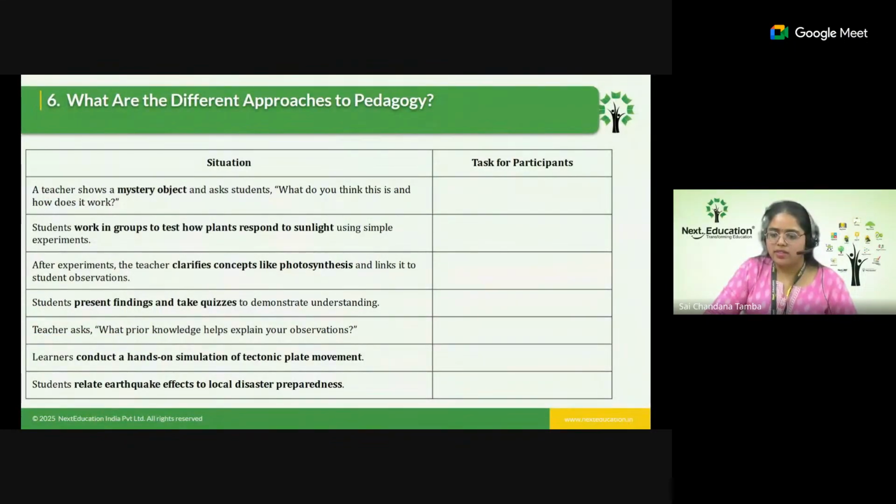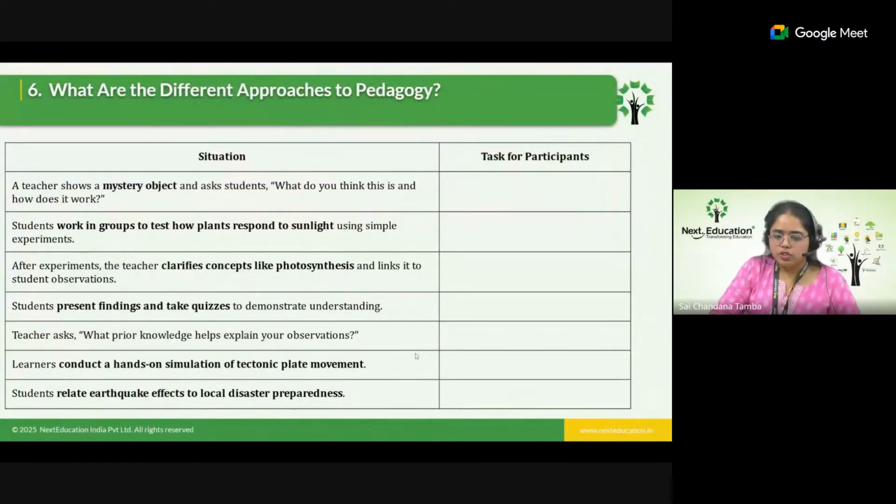Now let us test your knowledge about how much you have gained in this session. There are certain situations, and you need to say which E it comes under, whether it comes under engage, explore, explain, elaborate, evaluate, etc. A teacher shows a mystery object and asks students, what do you think this is and how does it work? So the teacher is showing a particular object and asking what the student knows about it. What do you think it comes under?